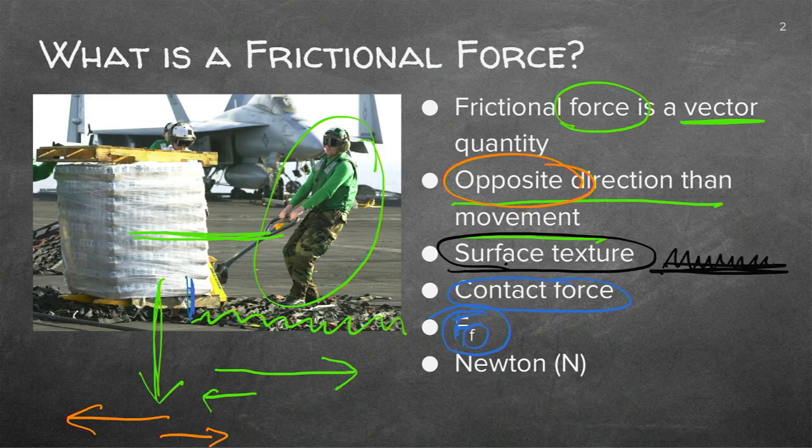Remember the other forces that we named. We said this is gravity, and we said that is normal. And now we've got friction. And the unit, as with all the forces, is exactly the same unit, Newton. Be careful that you do not think that this is a different force.